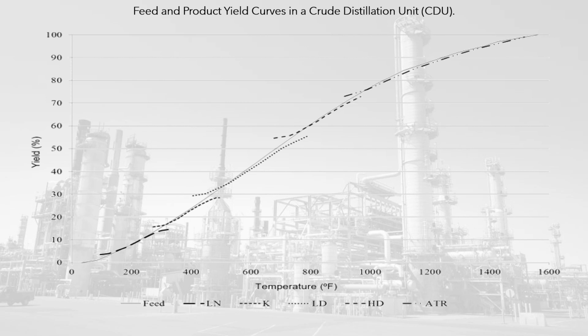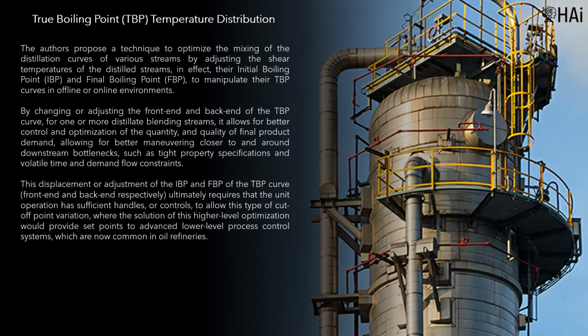The difficulty with blending the distillation temperatures from several component materials is that these TBP distillation temperatures do not blend linearly on a mass or volume basis. Mixing indices for distillation temperatures, and for other properties such as cloud point, pour point, viscosity, etc., allow indexed, or transformed, properties to be mixed linearly. The authors propose a technique to optimize the mixing of the distillation curves of various streams, by adjusting the cut temperatures of the distilled streams, in effect, their initial boiling point, IBP, and final boiling point, FBP, to manipulate their TBP curves in offline or online environments.